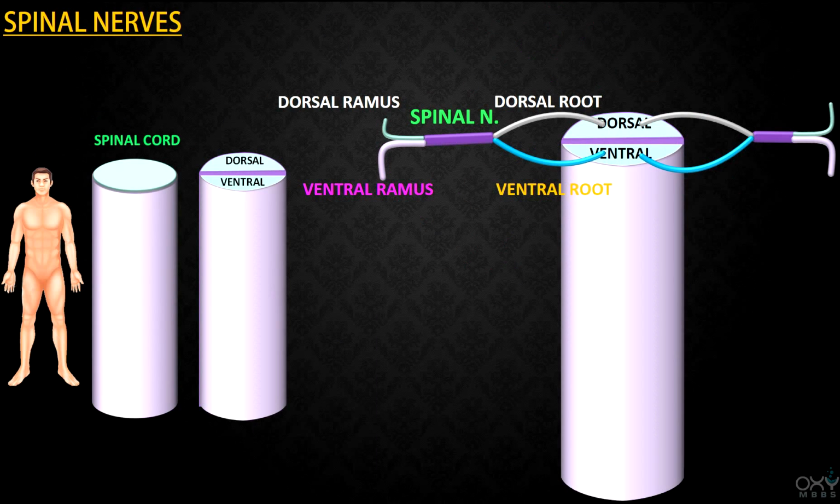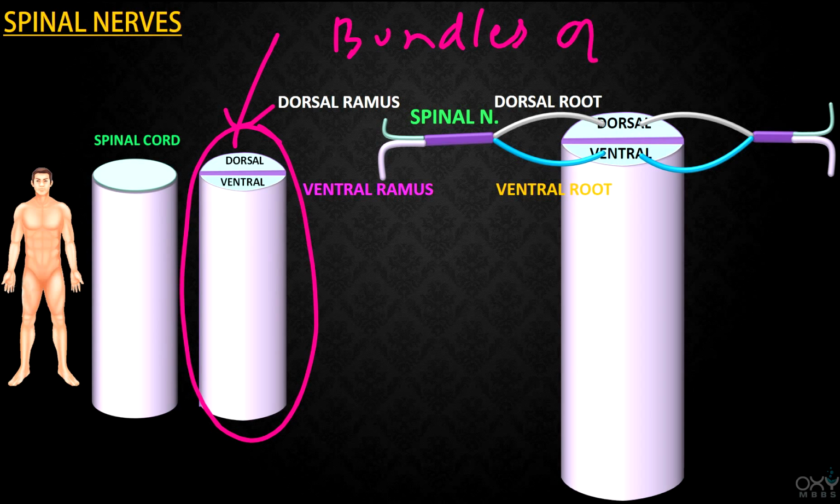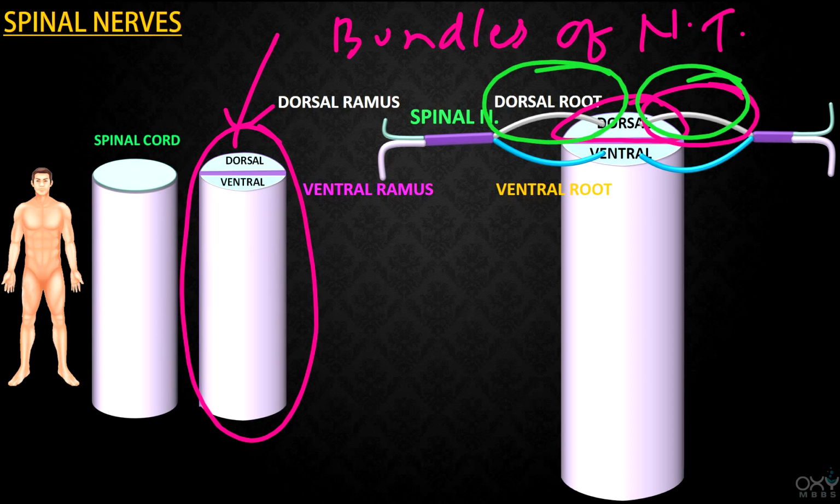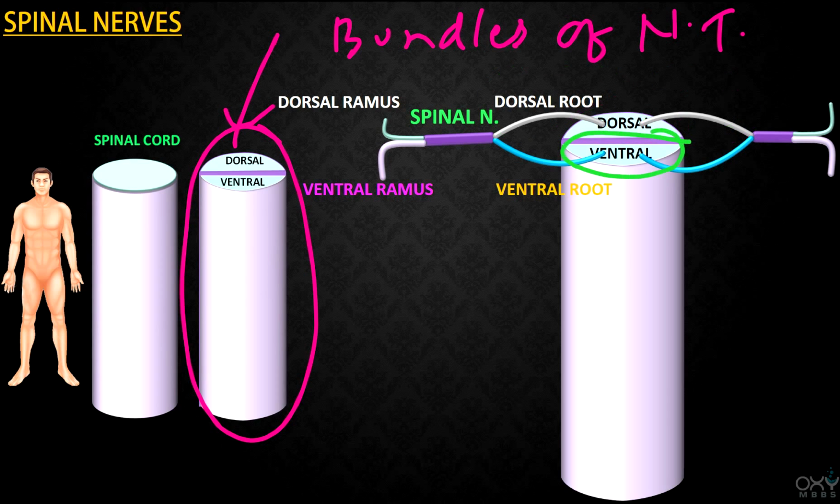Now friends, as you know, the spinal cord is having bundles of nervous tissues. So the bundles of nervous tissues which emerge through the dorsal part of the spinal cord are called dorsal root. So these are the dorsal roots on both sides, right and left. And the bundles of nervous tissues which emerge through the ventral part are called ventral root. So these are the ventral roots on both sides.